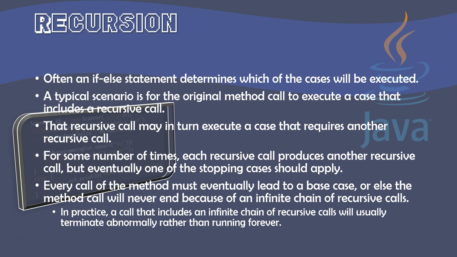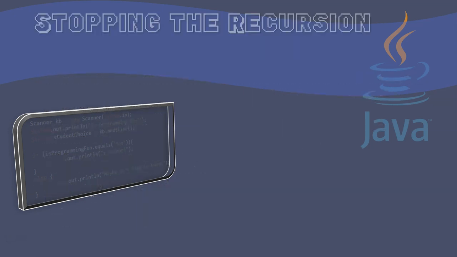Now, every call of the method must eventually lead to a base case, or else the method call will never end, and you're going to get an infinite chain of recursive calls. In practice, a call that has an infinite chain of recursive calls will eventually terminate abnormally rather than run forever. And we'll take a look at how that actually works in your code. But first, let's talk about stopping the recursion.